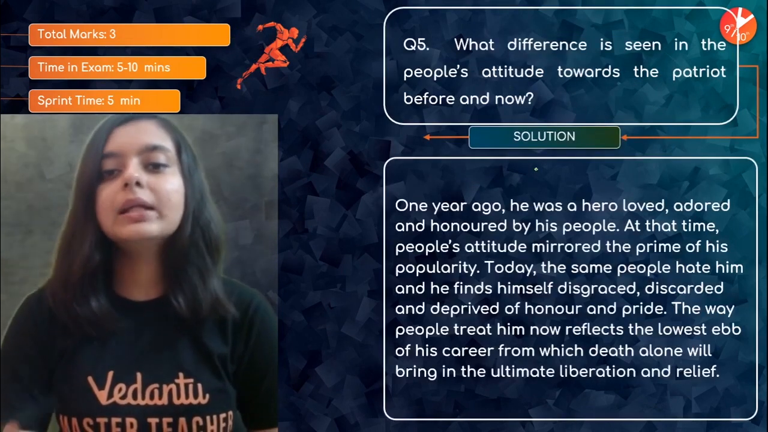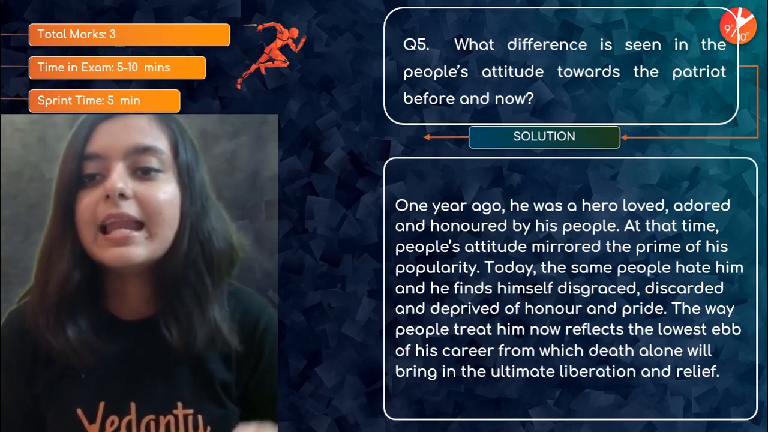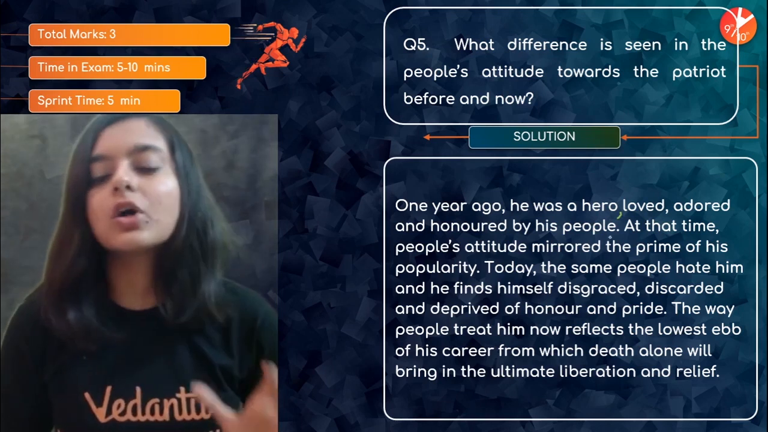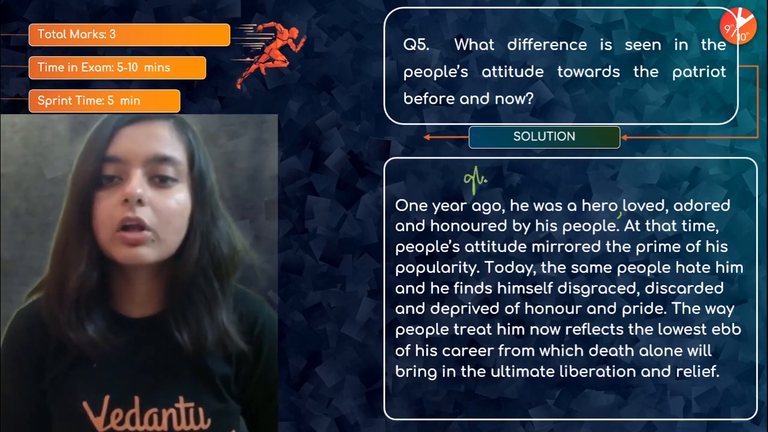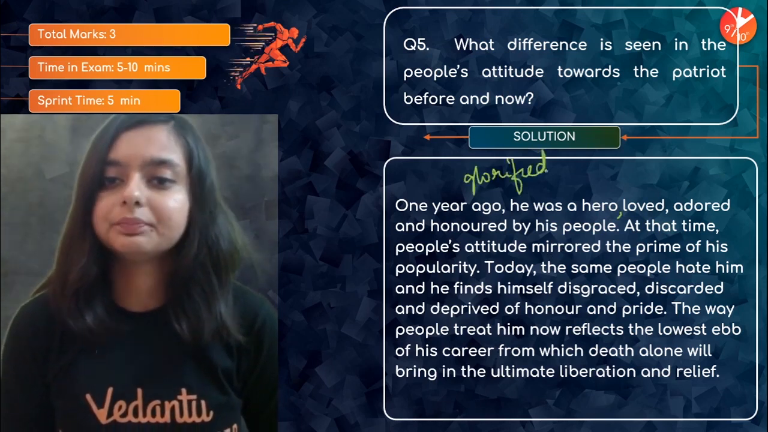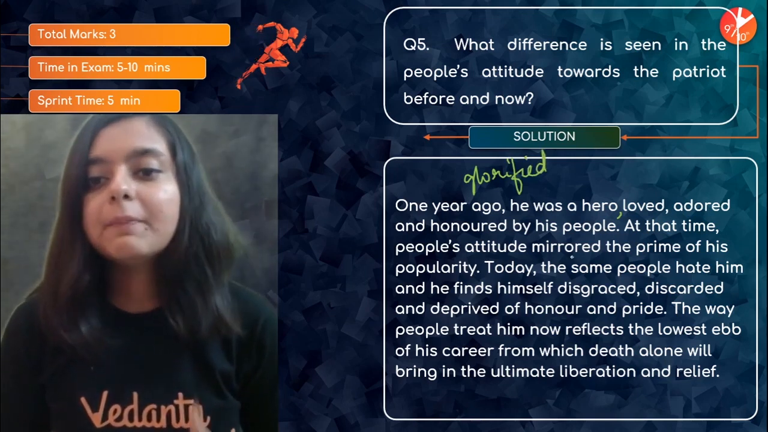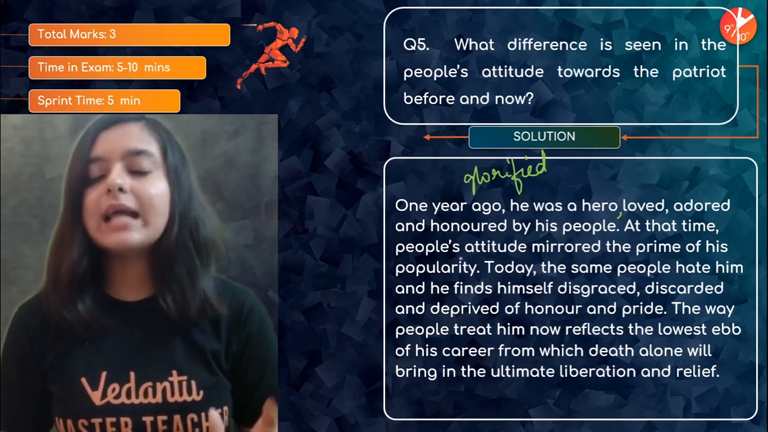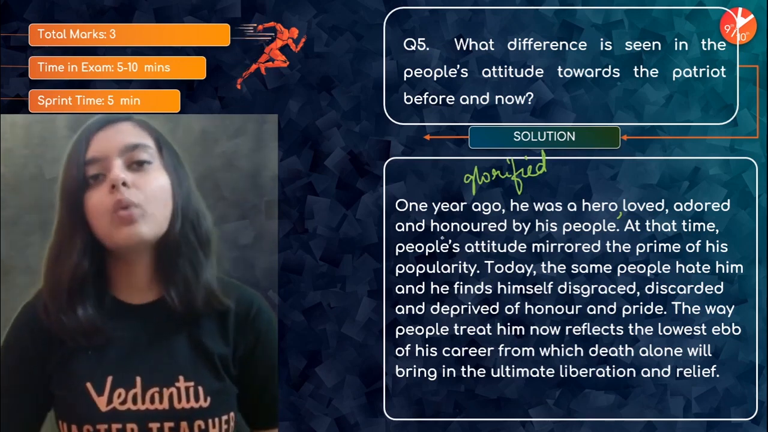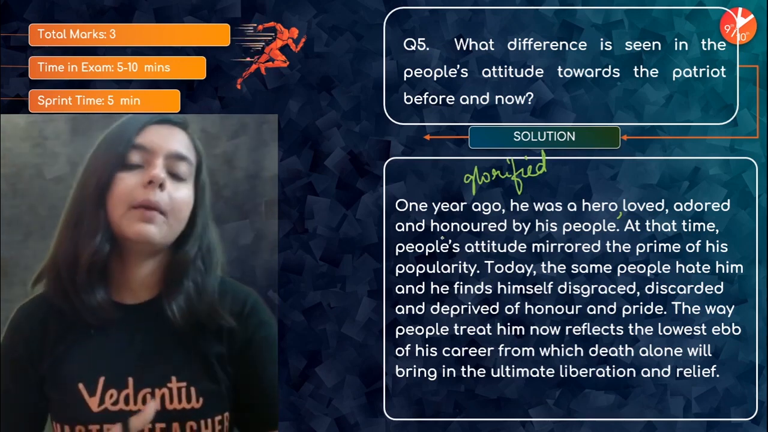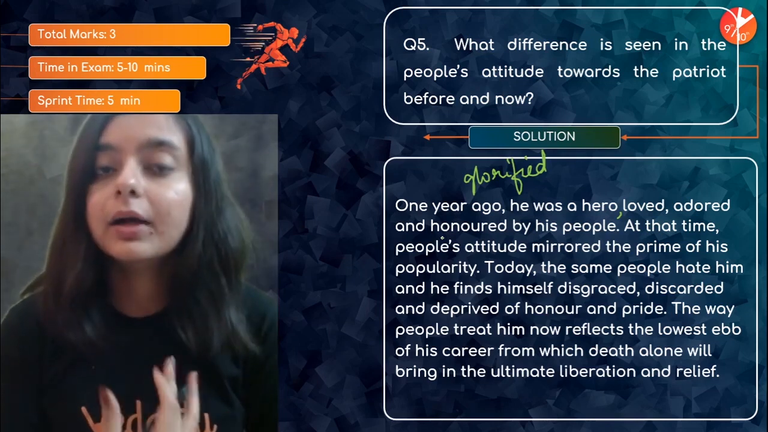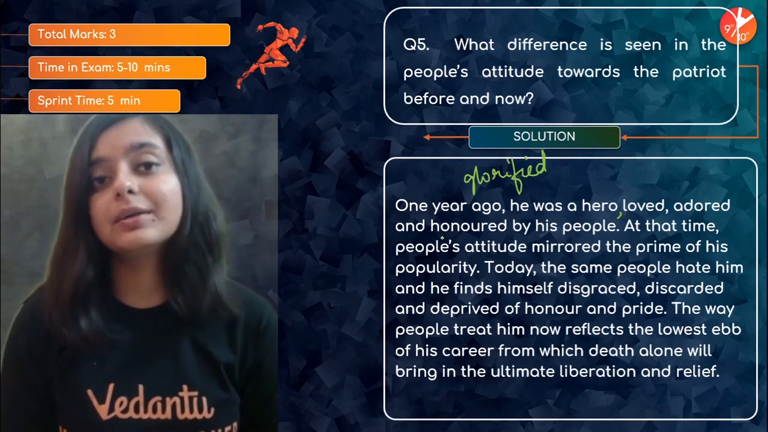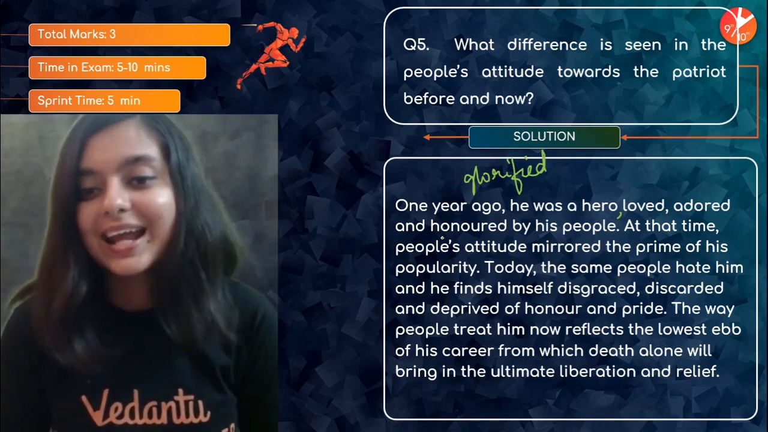Very important question. So a year ago, he was loved. He was a hero. He was loved, adored, honored by people. He was kind of glorified by the people. People's attitude mirrored the prime of his popularity. So we have already seen how his path was strewn with roses and myrtle, how people in such a huge number gathered that even the houses swayed, right?